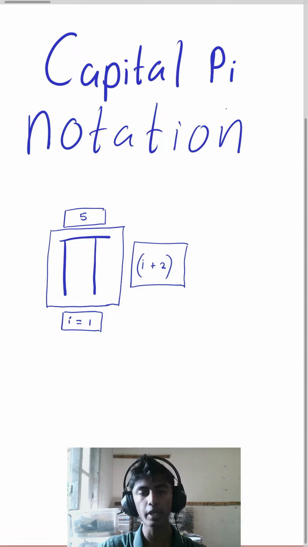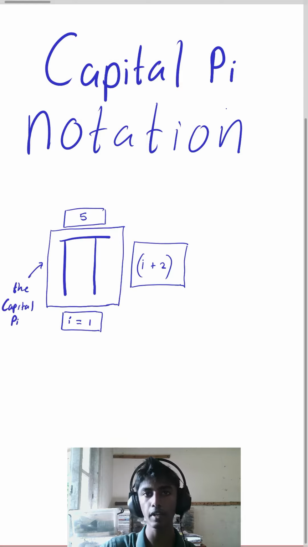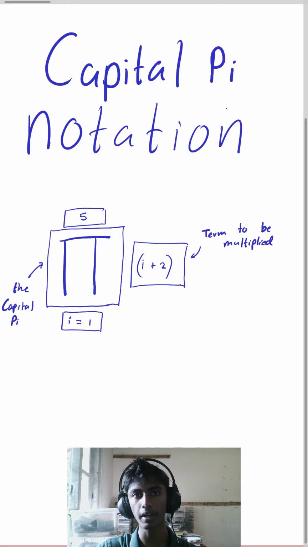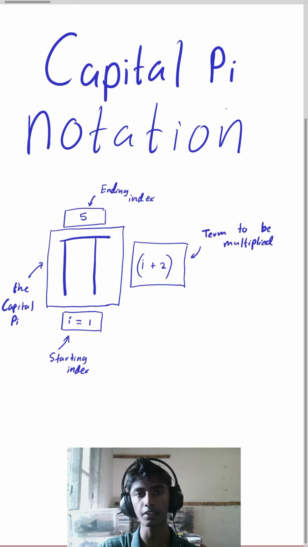Let's talk about capital pi notation. Capital pi notation is a way to write a product in a compact, simple form. There are four main components to capital pi notation, and they are the capital pi itself, the term being multiplied, the starting index, and the ending index.